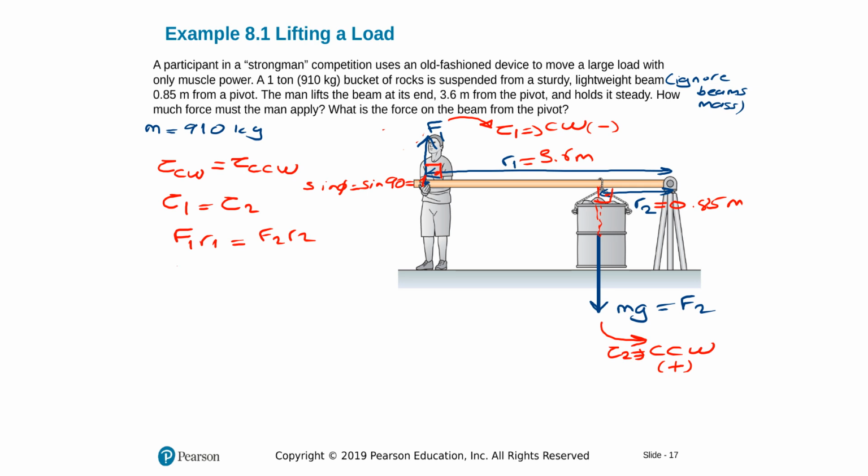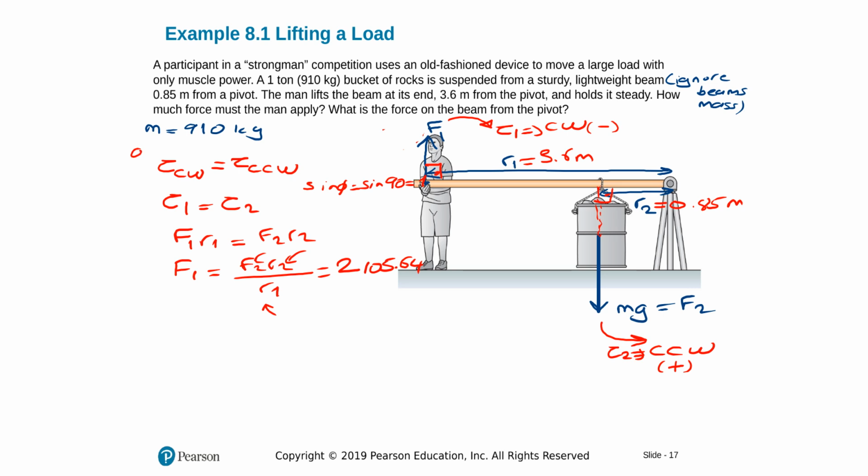I'm looking for F1, so my F1, leaving it alone, will be F2 R2 divided by R1. When I insert all these values which are given to me, my F2 is mg here, I'm going to find the force of the man, and that should be equal to 2105.64.